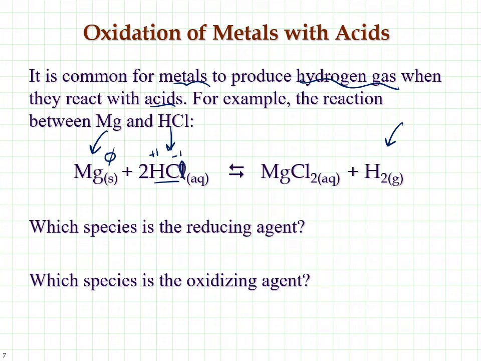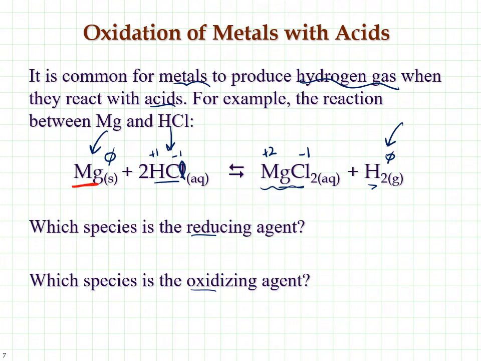In hydrochloric acid, my hydrogen is going to have a +1 charge and chlorine will have a -1 charge. Over here in the products, magnesium chloride, the magnesium is a +2 charge and chlorine is still a -1. Hydrogen gas by itself is neutral. It's going to have a 0 charge. So to figure out reducing agents and oxidizing agents, the easiest thing to do first is to figure out who is oxidized and who is reduced.